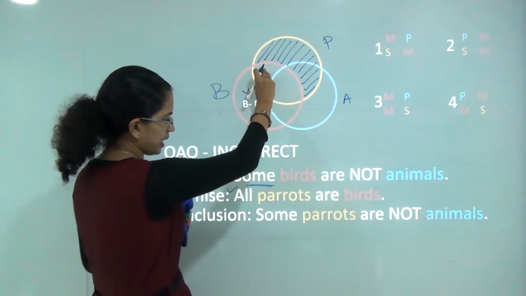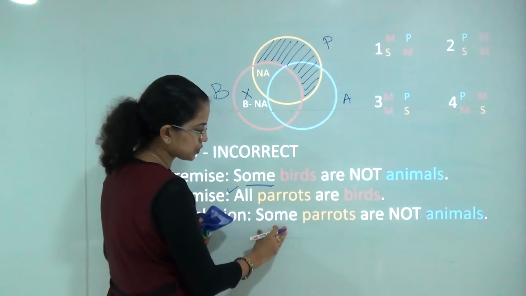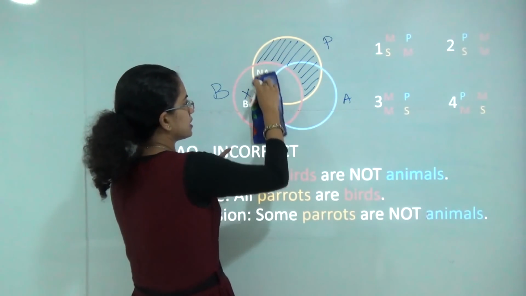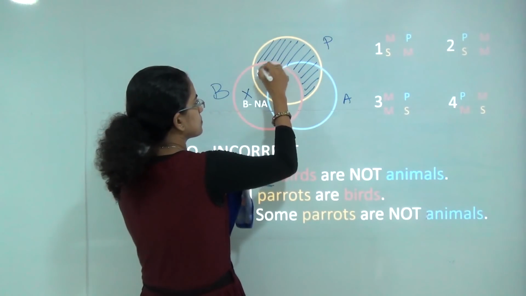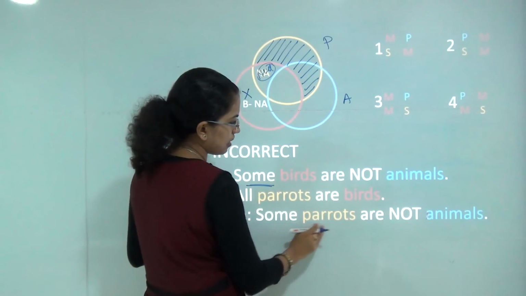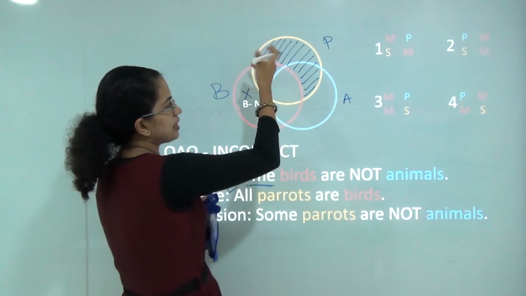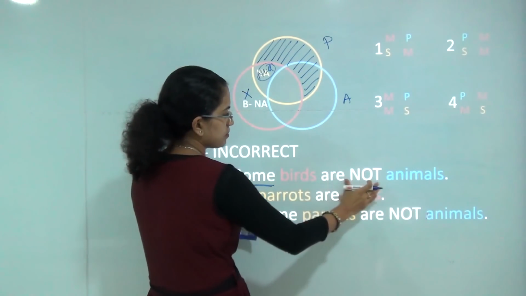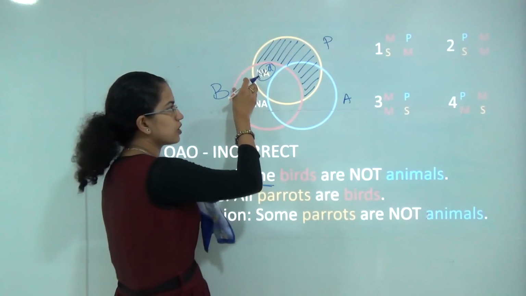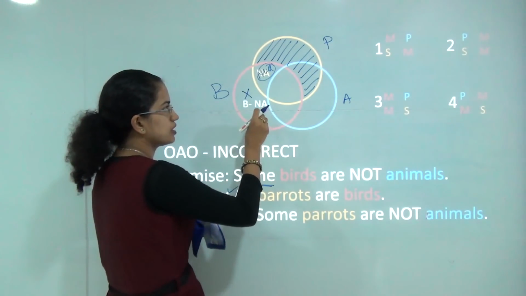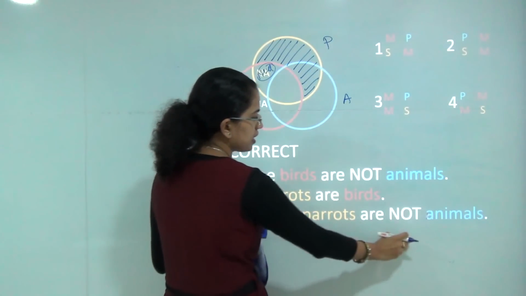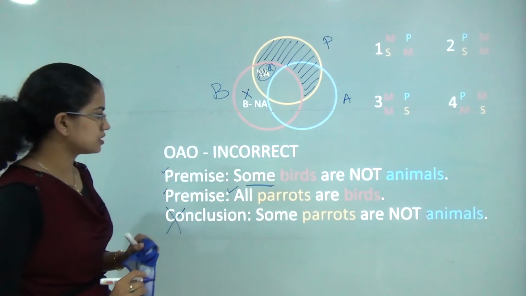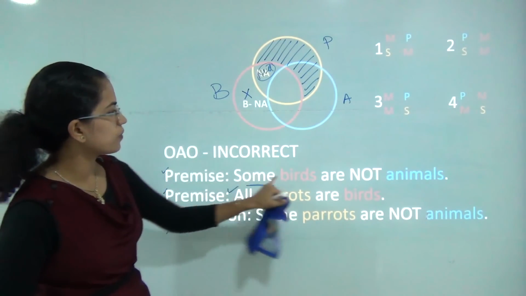If all the some birds that are not animals are just in this region, not in this region, then my conclusion that some parrots are not animals becomes incorrect, because this is the region where there is null or nothing. So I cannot say that some parrots are not animals because they are not even lying in this region. If that is the case, my conclusion comes to be incorrect. So based on these two premises, I cannot conclude this statement, and this is a case of OAO.